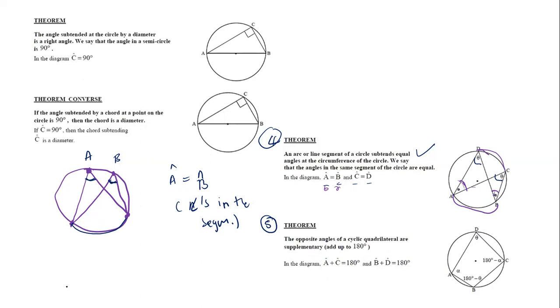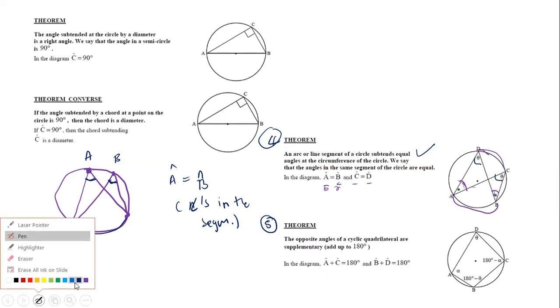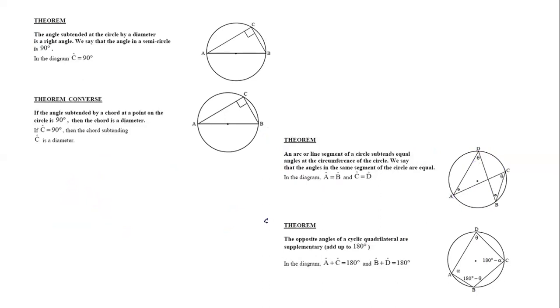Look, we are given the circle. Let me erase everything. This is theorem number 5. We are given the circle, right? So let us read the theorem. What does this theorem state? It says the opposite angles of a cyclic quadrilateral are supplementary, meaning they add to 180 degrees.